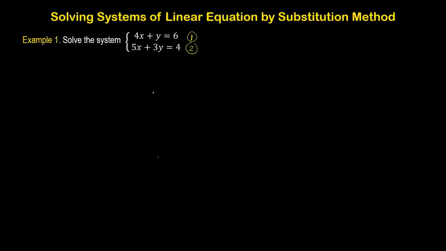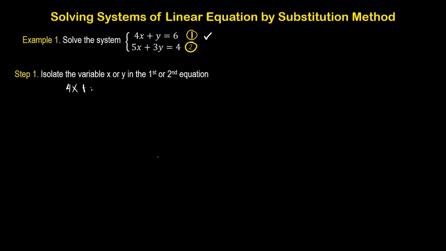So sa ating step 1 or sa ating first step, we need to isolate the variable x or y in the first or second equation. The first step, magpili tayo ng equation from our given system wherein ito yung magiging basis natin para i-isolate natin si x or si y. So magpili tayo, is it the first or second? Now in this case, ang pipiliin ko is si first equation kasi mas madali na lang siya. So that means we have 4x plus y is equal to 6.